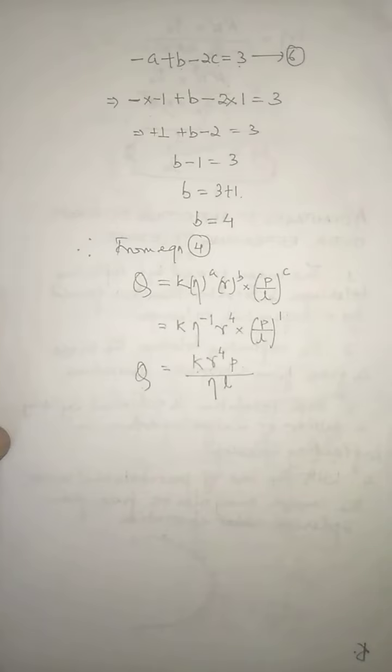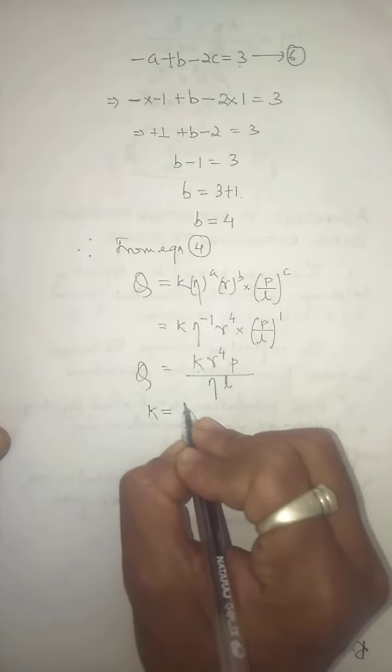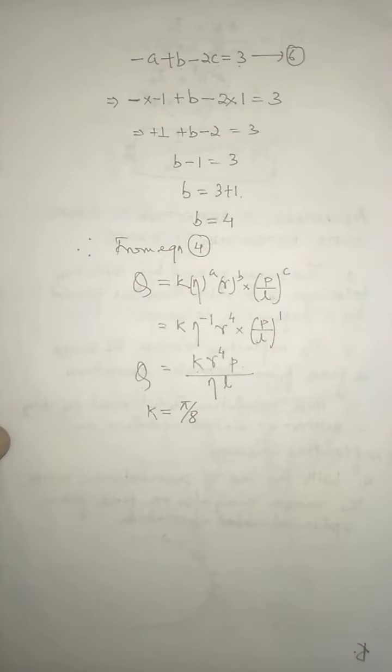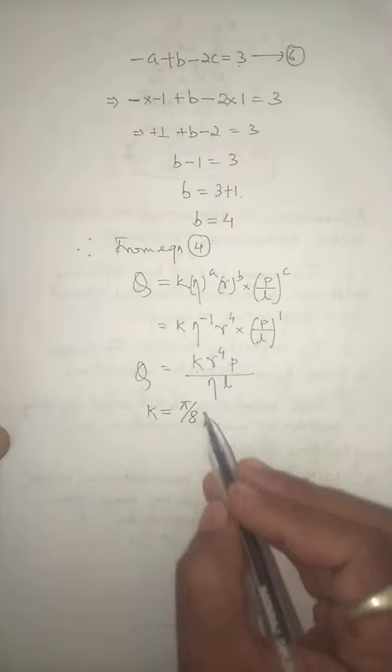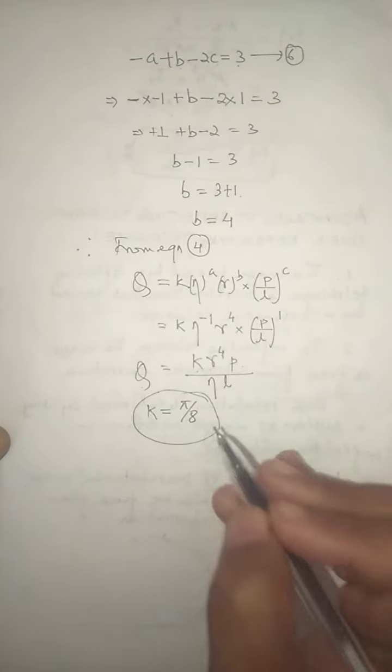But what was found by Poiseuille, by substituting the experimental value, the value of K considered by Poiseuille is pi by 8. So when Poiseuille performed the experiment on the flow of liquid through a pipe, the value of K was found to be how much? Pi by 8. So K is a constant.